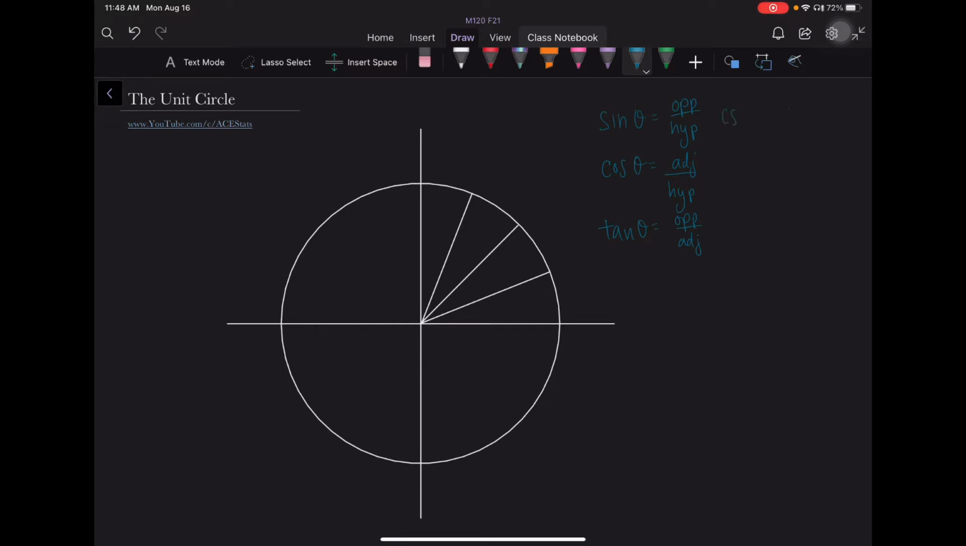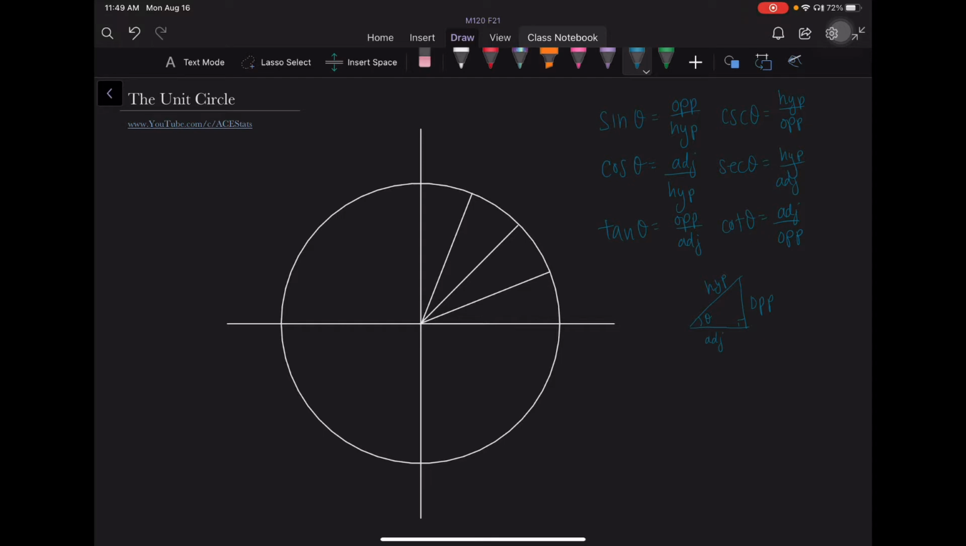Now we have cosecant, which is the reciprocal of sine, or hypotenuse over opposite. The reciprocal of cosine is secant, which is hypotenuse over adjacent, and then cotangent, which is adjacent over opposite. So again, if I have a triangle or an angle that I'm dealing with, this angle theta, this is our adjacent side, this is our opposite side, and this is our hypotenuse side. The hypotenuse is always across from the right angle.